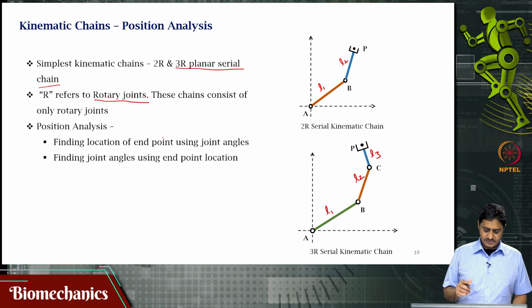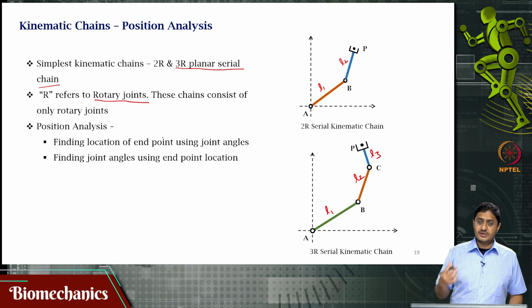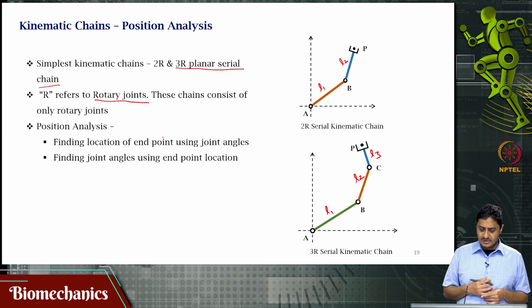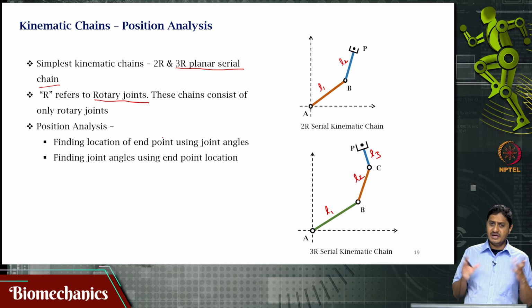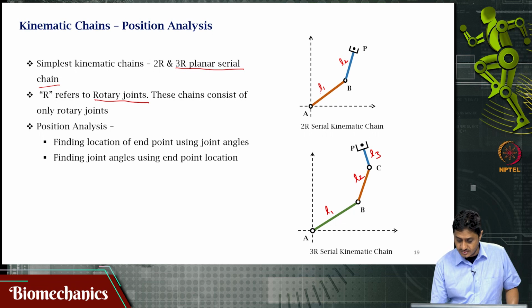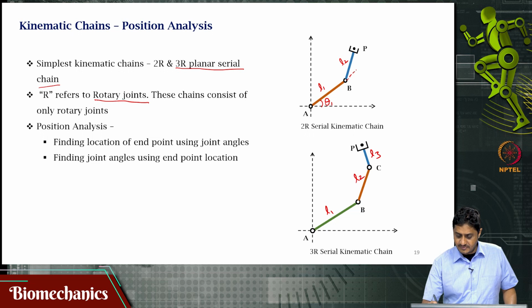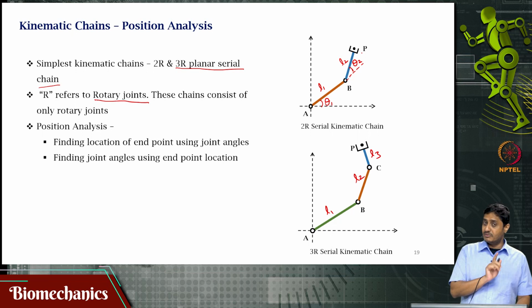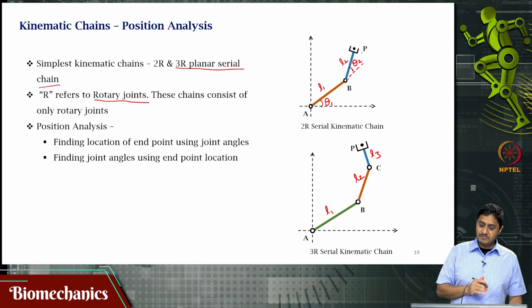So, now a question is, suppose I know the angles that these links make with the horizontal or with the previous link or with the ground, as the case may be, can you find out the end point coordinates? This is the big broad question before us. In other words, suppose I know the joint angle at A and the joint angle at B. Suppose I know that the joint angle at A is theta 1 and the joint angle at B is theta 2 with respect to the previous link. Remember this, very critical to remember this. This theta 2 is with respect to the previous link AB, not with respect to the ground.